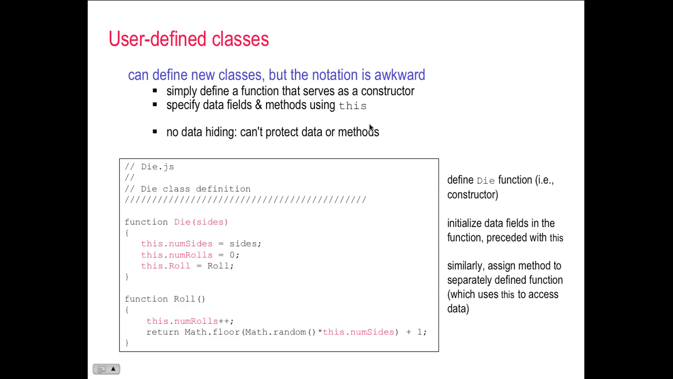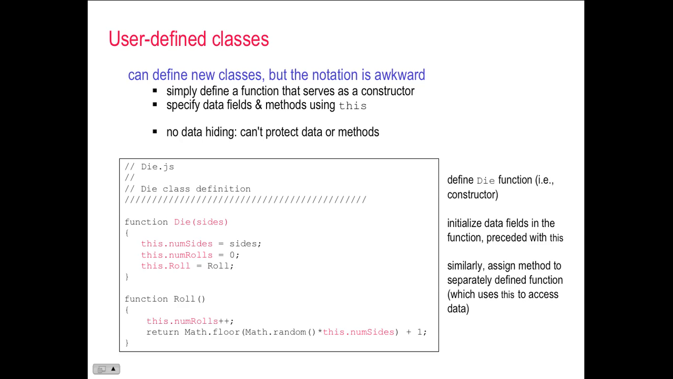So there's no data hiding. You don't protect data or methods. JavaScript is interesting because it's an object-oriented programming language, and every object-oriented programming language allows you to create new objects. So this is how you're going to create a new object if you're going to do it. So what do we got here? Define the die function, i.e. the constructor. And then initialize the data fields in the function. Proceed with this. So we have this. And similarly, you can assign methods to the separate define function, which uses this to access.